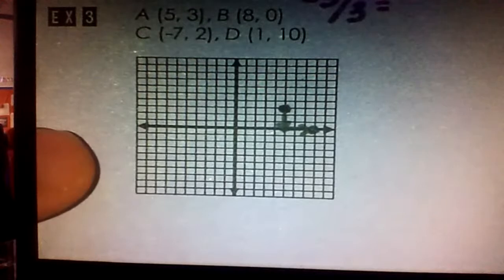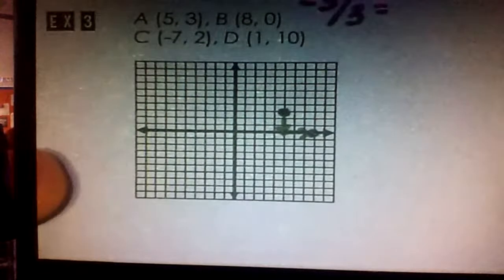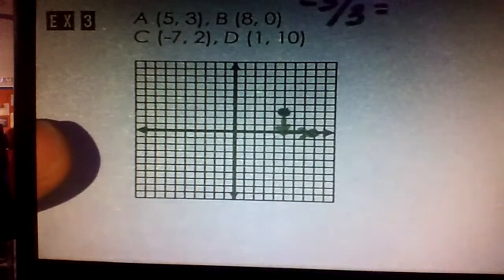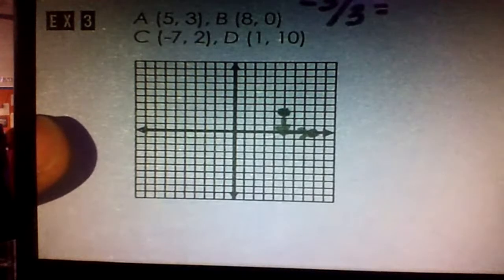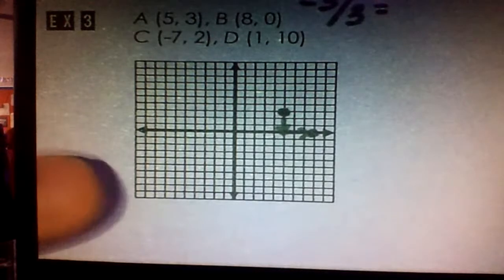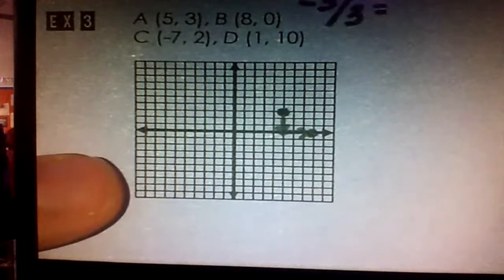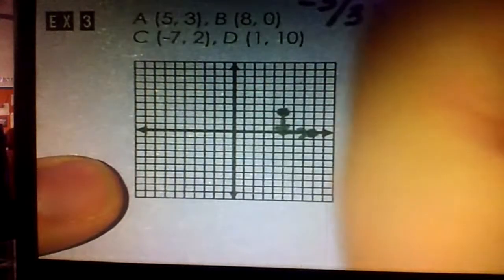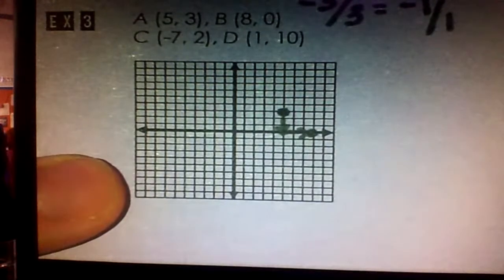But we're gonna have to do it on tests and stuff. On your final exam, it's on the computer. So negative 1 over 1.